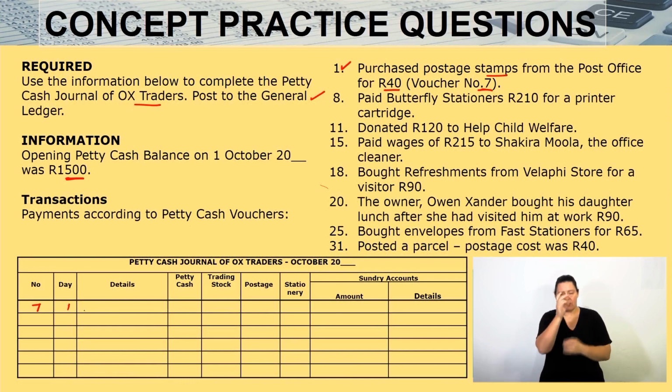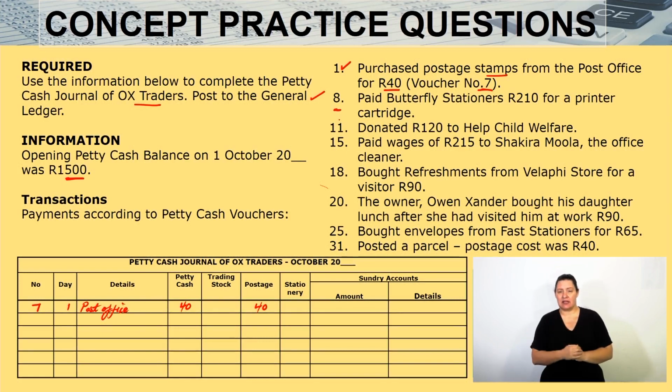Then on the details now, I need to know whom did I pay? In this particular question, you can see you paid the post office. So here you're going to write post office. And then how much did we pay? We paid 40 rands. That means I'm going to come now to my postage and I'm going to get 40 rands as well.